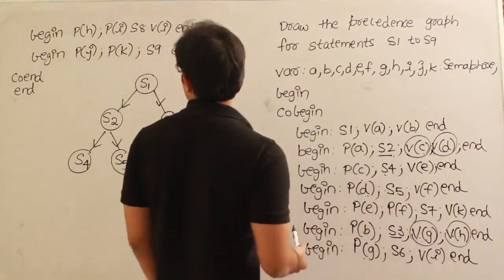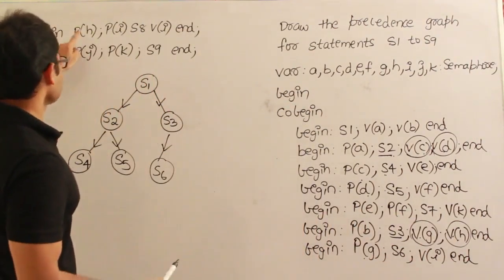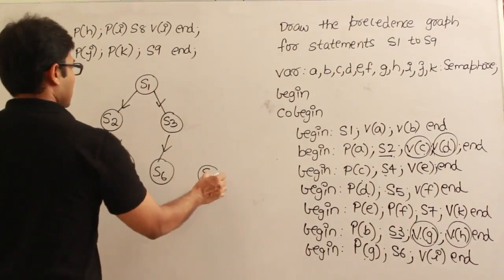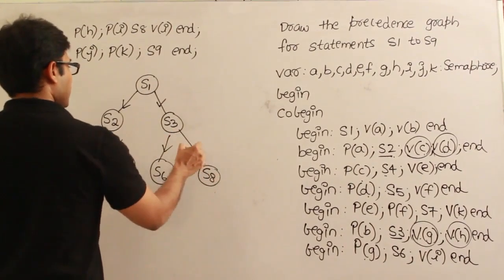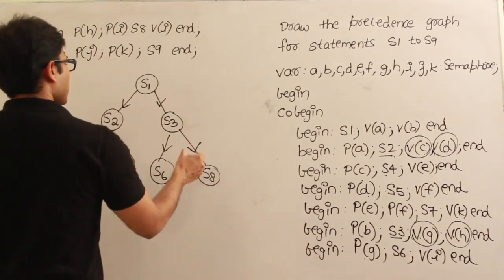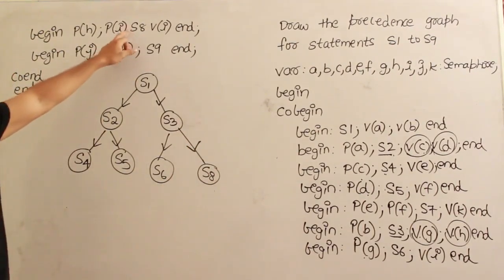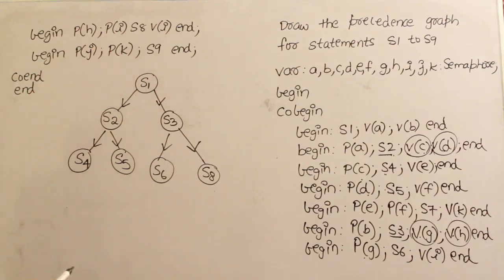So what is depending on H? Yes, on H, S8 is depending, right? Therefore S8 can wait for S3. Got it? But then okay, let's wait. But then S8 is even depending on P of I. We had even checked that. Okay, anyway, let's do it later.